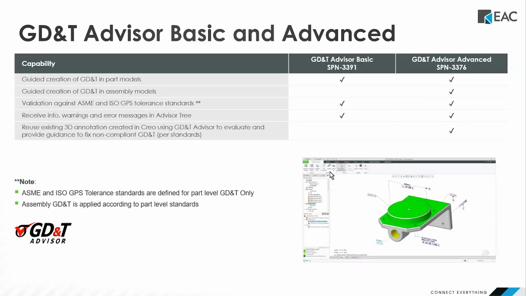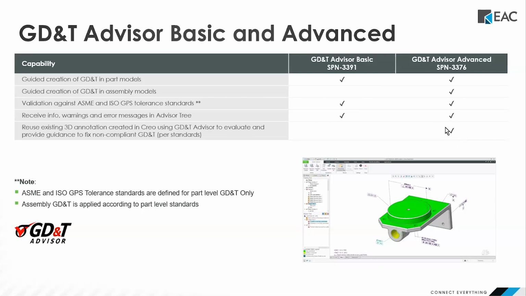There's two different flavors of GD&T Advisor. There's the basic version, and that one will allow you to place GD&Ts on models. It will build things according to the different standards that are out there, so ASME and ISO standards. And then it will also give you any warnings if things are not exactly as those standards state. There's an advanced version. The advanced version allows you not only to do GD&T on parts, but also on assemblies. And it will also work on existing things.